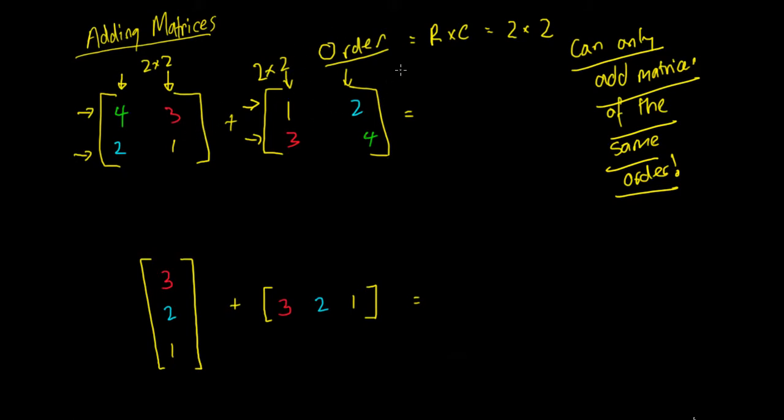It's quite obvious in this example, but you need to have them of the same order in order to be able to add them. And if they are of the same order and you add them together, it's going to produce a matrix of the exact same order as the first 2 matrices. So if this is 2 by 2, and this is 2 by 2, the resulting matrix, once you add them together, is also going to be 2 by 2. Can't stress that enough.